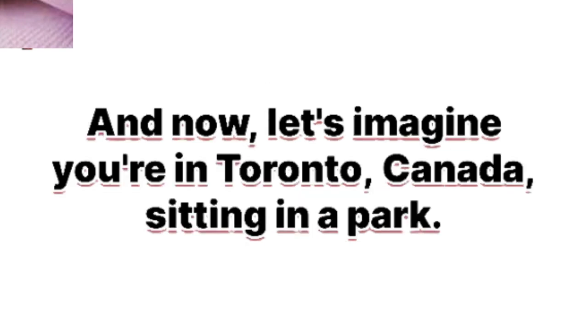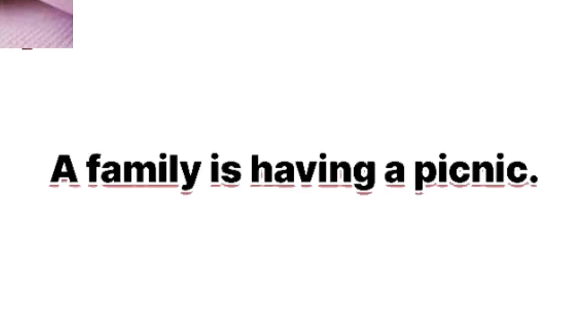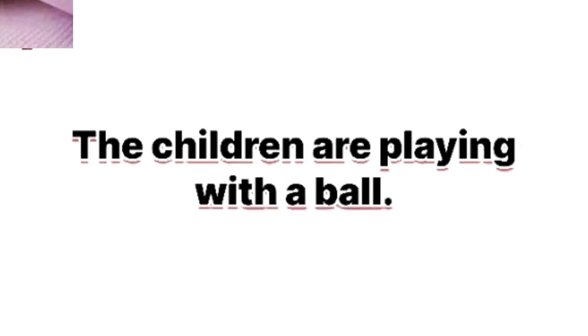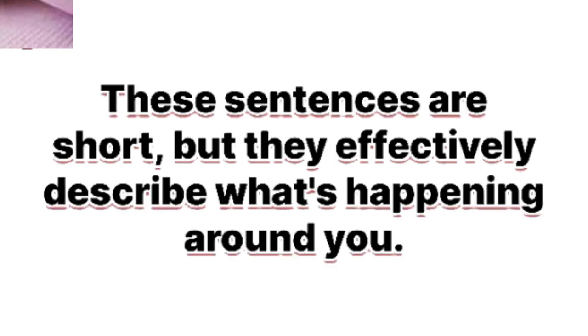Now, let's imagine you're in Toronto, Canada, sitting in a park. What's happening around you? You could describe the scene like this. A family is having a picnic. The children are playing with a ball. The birds are flying in the sky. These sentences are short, but they effectively describe what's happening around you.